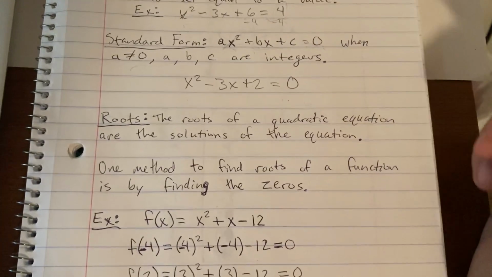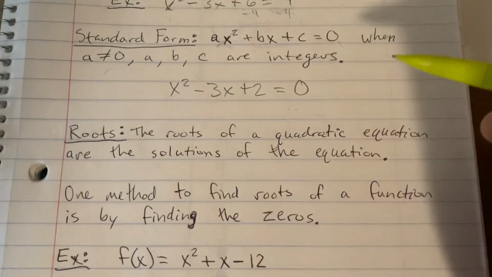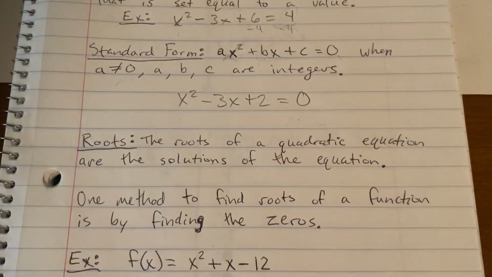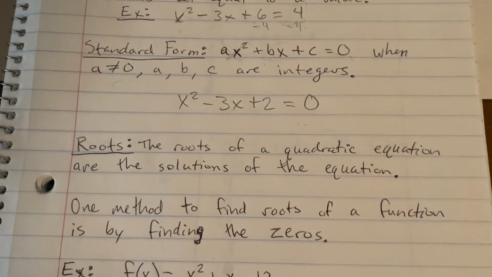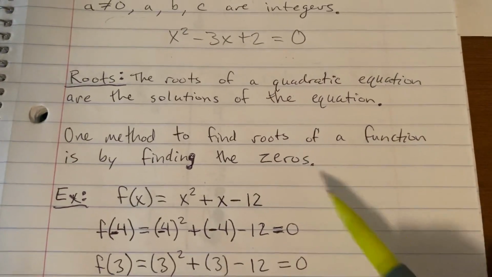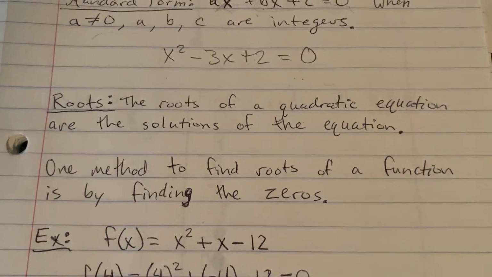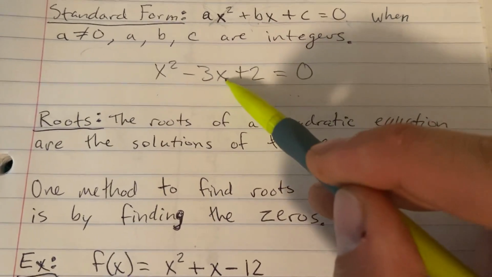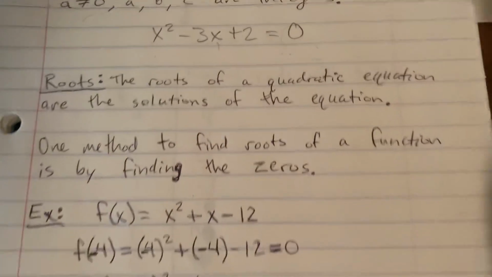Now next we want to solve these quadratic equations. The way we can solve quadratic equations is by finding the roots. The root of a quadratic equation is the solution to the equation. The way we're going to find that is by finding the zeros of the equation. What this means is that by finding a zero, we're going to find what x we can put in here to have this equation equal 0.